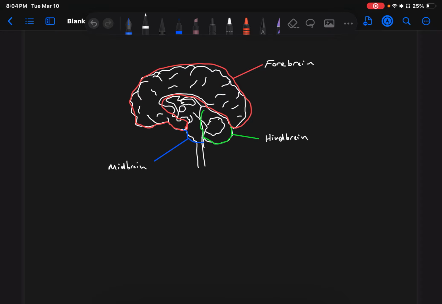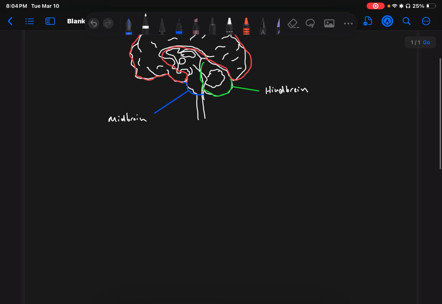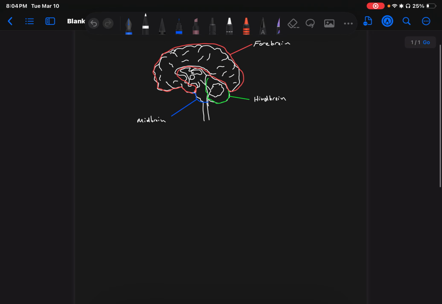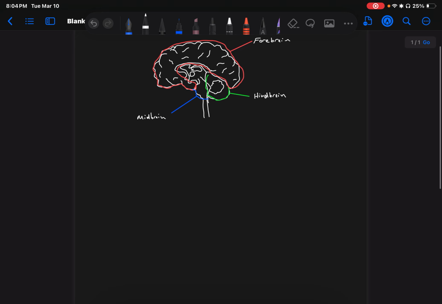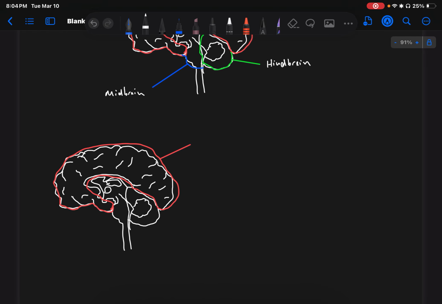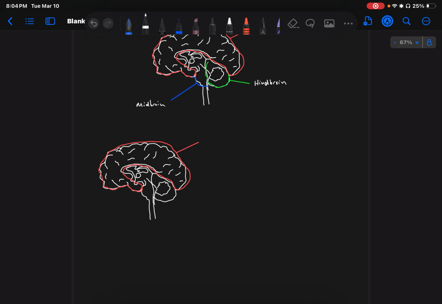Okay, nice. So we have the midbrain, the forebrain, and the hindbrain. Those are the main three areas that we're going to be looking at. And now we'll look at what is in each of these areas. So I guess we could just zoom in on the forebrain, if this will paste. So the forebrain. What's included in here?